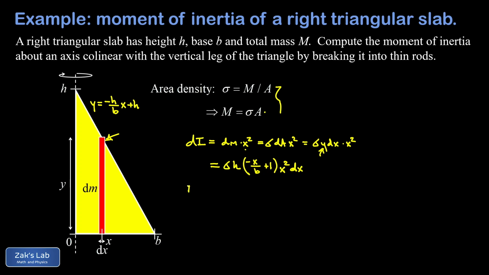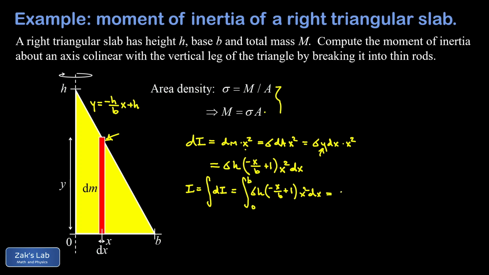So I'm going to start by saying I, the total moment of inertia, is the sum of all the moment of inertia contributions. This is what an integral does. It's a summation device for summing up infinitely many infinitesimal contributions. And now we can write our expression for dI, the moment of inertia of one of those infinitesimal contributions. And we're adding all these up as x goes from 0 to b so that we can cover this entire slab in vertical slices. So our limits of integration are 0 to b.